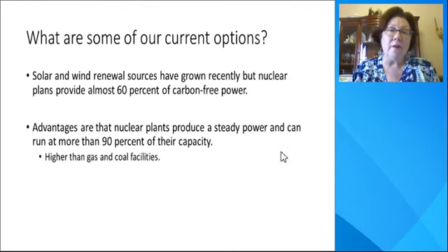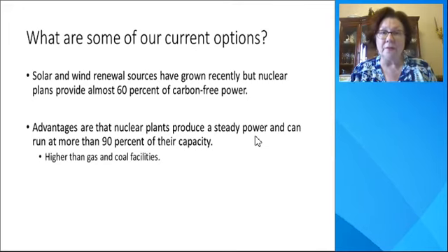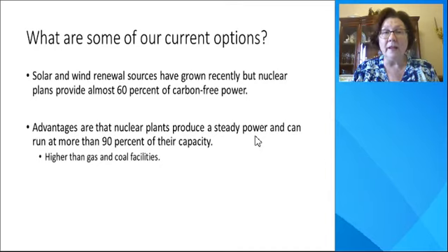What are our current options when we think about alternative sources of energy? Solar and wind renewable sources have grown recently, but nuclear plants still provide almost 60% of carbon-free power. Advantages for nuclear plants are that they produce steady power and can run at more than 90% of their capacity. This is higher currently than gas and coal facilities.